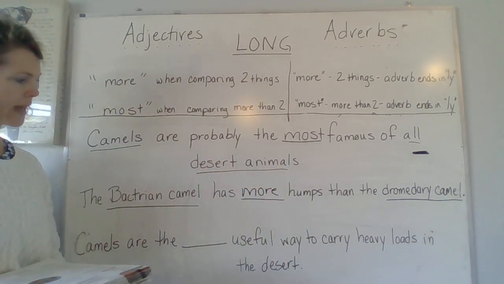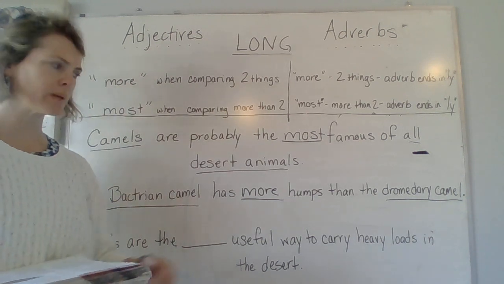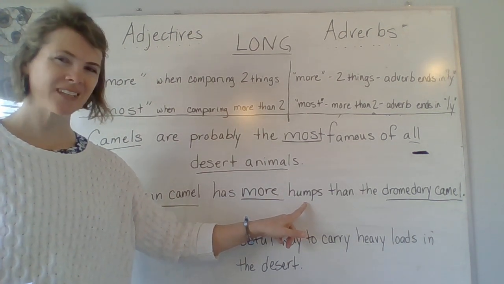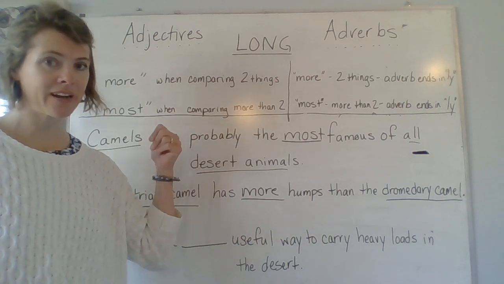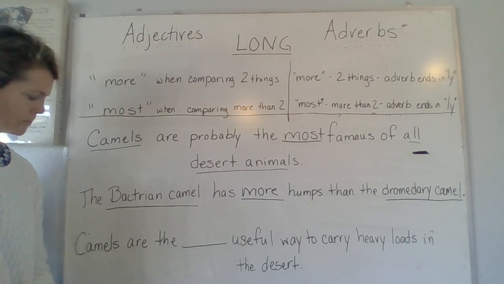The Bactrian camel has more humps than a dromedary camel. And you might be going, but Mrs. Huff, humps? That's a short word. But that's a noun. It's a thing. It's not an adjective. So Bactrian camel has more humps than dromedary camel.